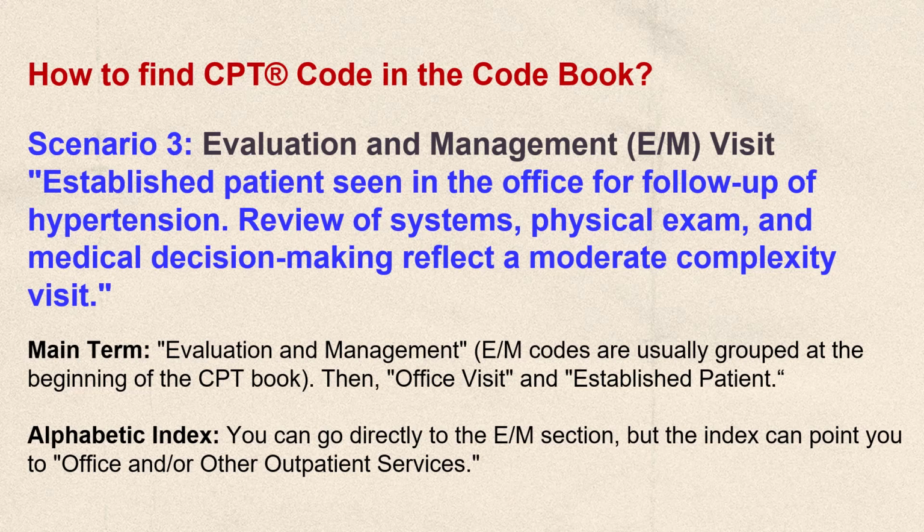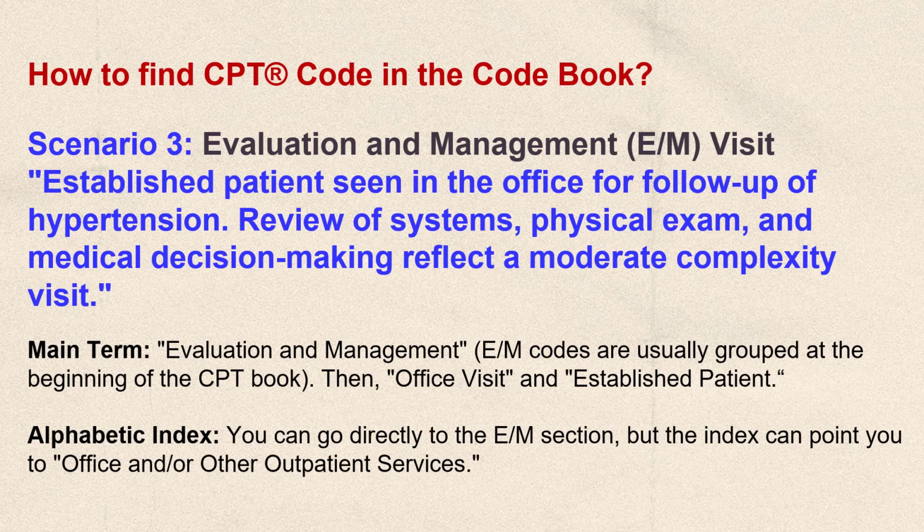The third scenario is an evaluation and management type of question. An established patient seen in the office for follow-up of hypertension. Review of systems, physical examination, and medical decision making reflect a moderate complexity visit. So here the main term is evaluation and management, that is E/M codes. E/M codes are usually grouped at the beginning of the CPT book. Then you have to find the office visit and established patient. If you're using the alphabetic index, you can go directly to the E/M section, but the index can point you to office or other outpatient services.